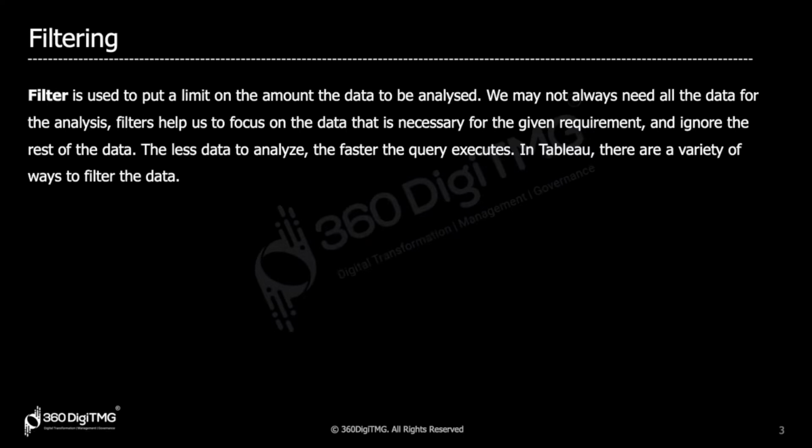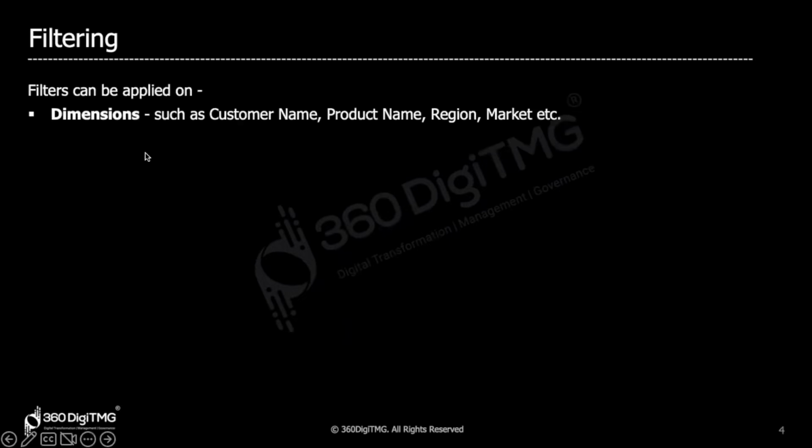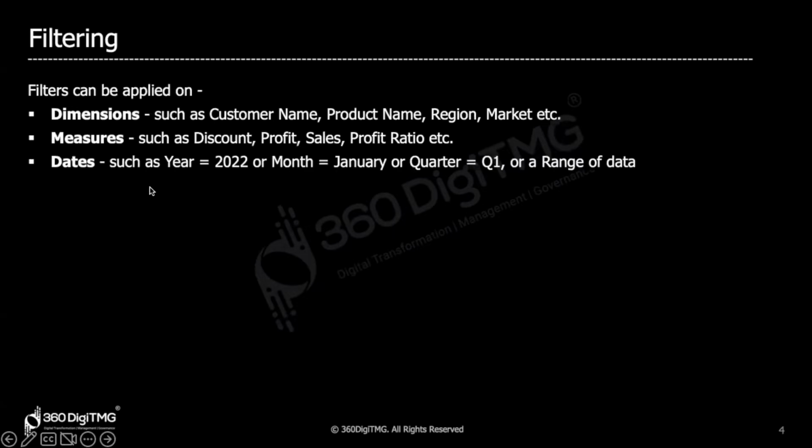To filter is to keep only the data that we need for the analysis in the view, to take the data that is necessary and ignore or remove the rest of the data. So how do we put a limit on the amount of data to be analyzed is what we are going to learn now. Okay. So filter is a method of limiting the amount of data. We can put filters on all the fields in Tableau. We can have filters on dimensions, we can have filters on measures, and we can have filters on date fields.